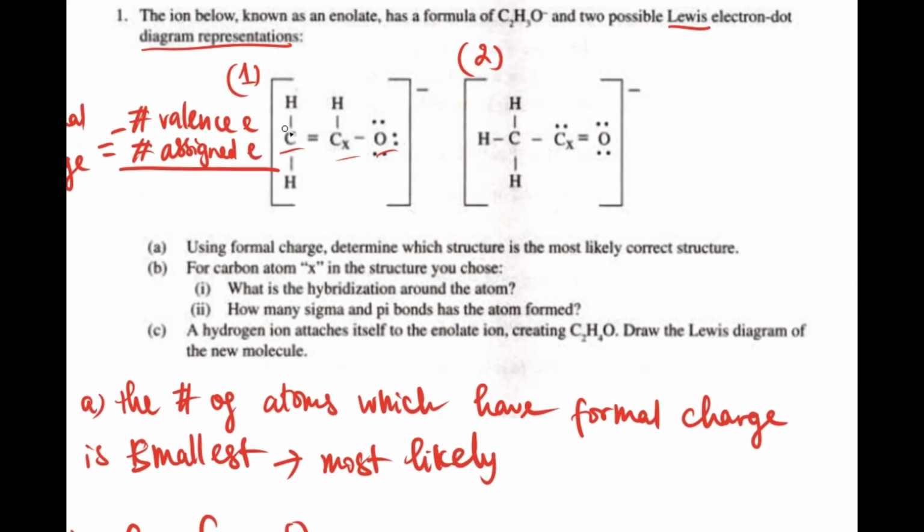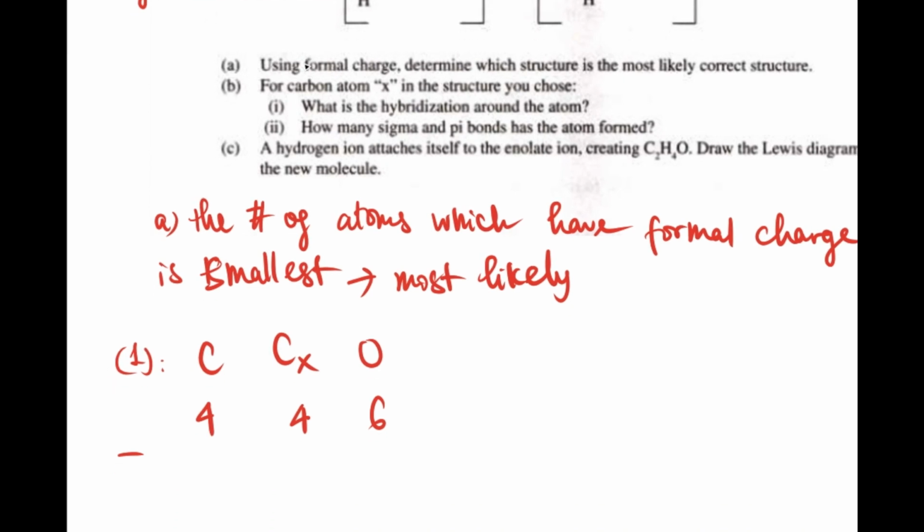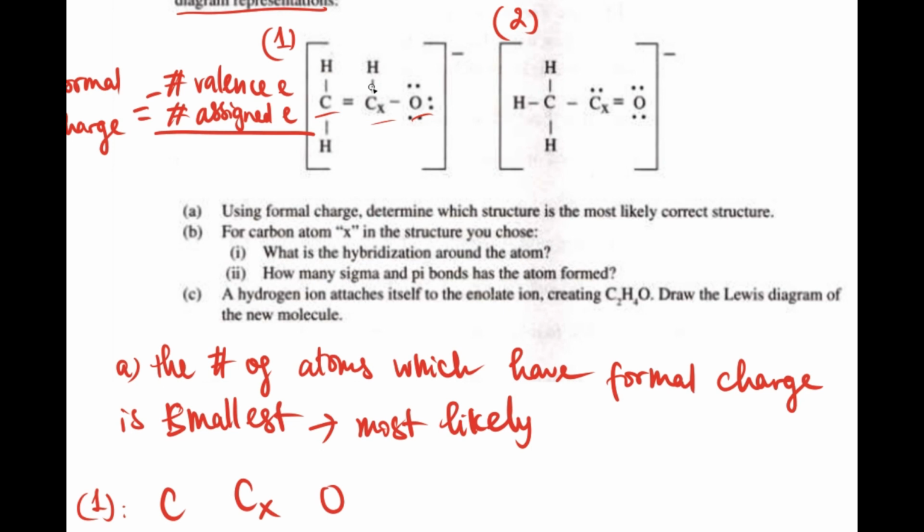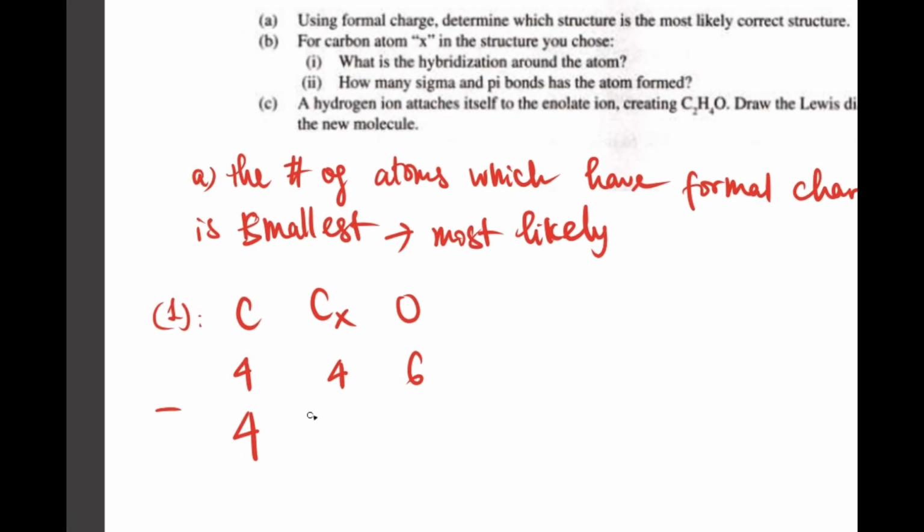In the first diagram, you can see that carbon is bonded with 2 hydrogen and another carbon. And we're going to count the bond, right? We're going to see 1, 2, 3, 4, right? 4 assigned electrons, because for each bond, we're going to count as 1 electron. And it's going to be 4. And for this carbon, it's going to be 1, 2, 3, 4, right? It's going to be 4.